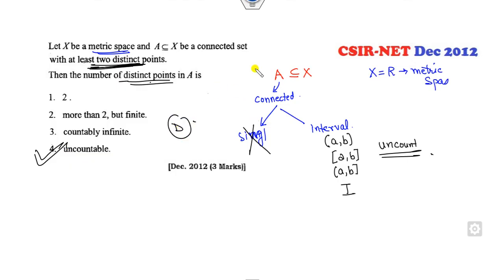So only D is the right answer. Finite is cancelled, because the cardinality of this interval is C, uncountable. Countably finite cancel, the other cancel, only option D is the right answer.